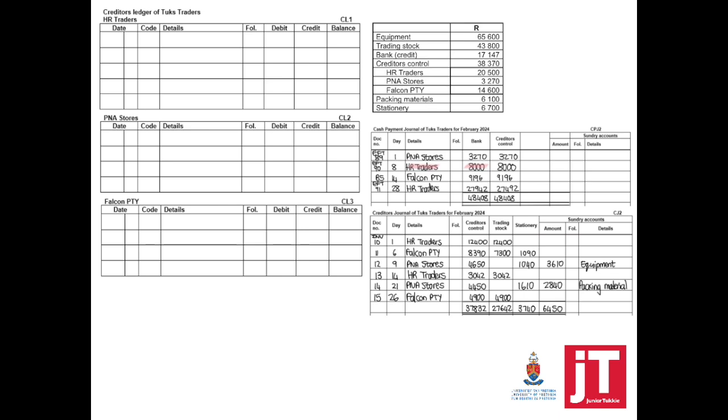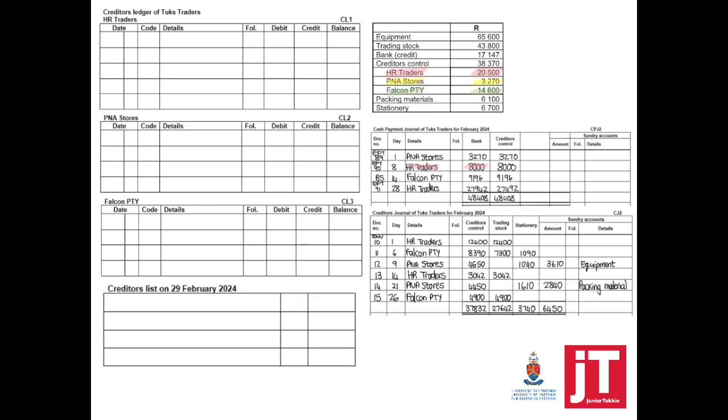To complete the creditors ledger, we start with the opening balances. And this is given to you here under creditors control, the amount that we owe for each supplier. So we start with this on the first day of the month, account rendered for each one of them, HR Traders, P&A Stores, and Falcon Pty. And then we need to go and look in our journals. Now we're going to post it to their individual account.